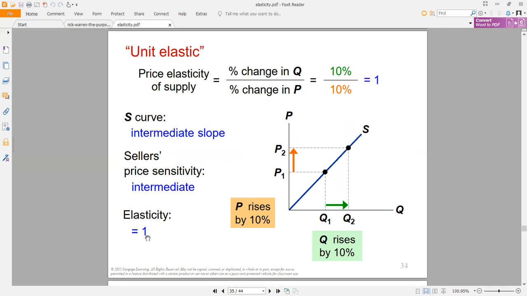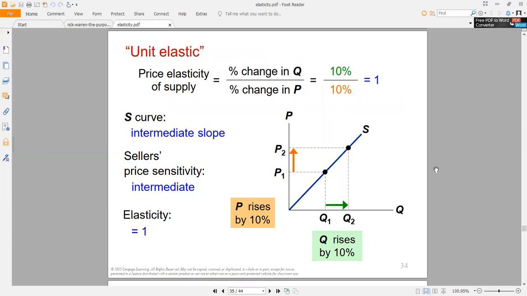Then we have the unit elastic, the same percentage change. So if price changes by 10%, quantity supplied will also change by 10%. So the numerical value is 1. The curve is intermediately sloped, and the sensitivity too is intermediate.